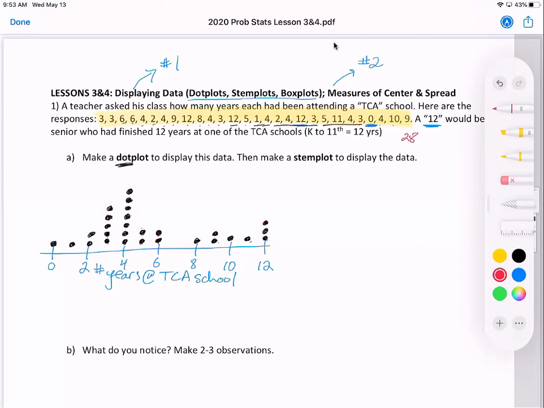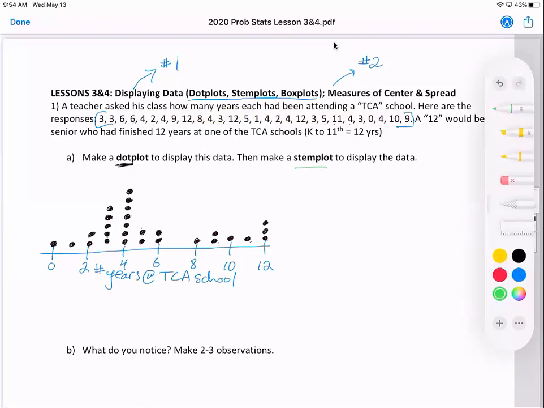Now, initially, when we were looking at this data of the number of years they've been attending a Classical Academy school, it would be really difficult just looking at these numbers to answer different questions. How many brand new students? How many lifers? How many students started and have been in the high school the whole time? Those are difficult questions to answer. But when we have a dot plot like this, we can make some observations.